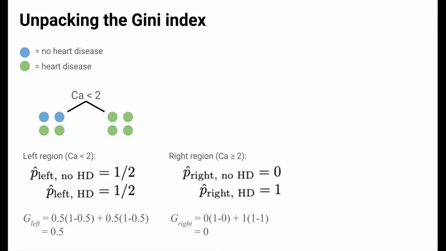Using the Gini Index formula, we have that the Gini Index for the left region is 0.5, and it's 0 for the right region. The left region is more impure than the right region. It has a higher Gini Index. This makes sense given that a prediction using the cases in the left region is more uncertain. For a case with less than 2 visible vessels, it's a 50-50 as to whether they have heart disease. On the other hand, for cases with at least 2 visible major vessels, it's entirely certain, at least in the training data, that this individual has heart disease.